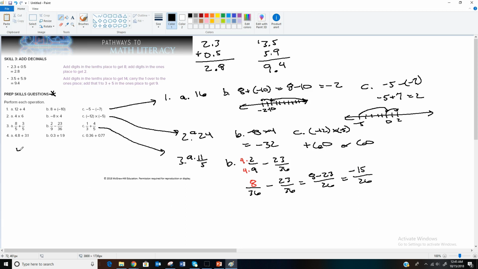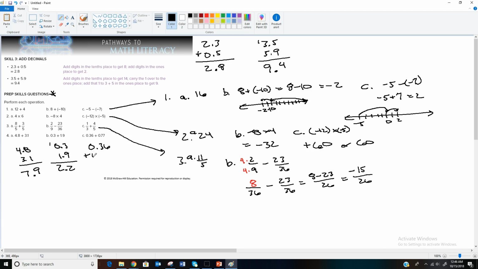And then last but not least, we have our decimals that we're adding. 8 plus 1 is 9, and 4 plus 3 is 7, so it's 7.9. This is 0.3 and 1.9. Add those together, you get 12. Carry the 1, you get 2, so 2.2.